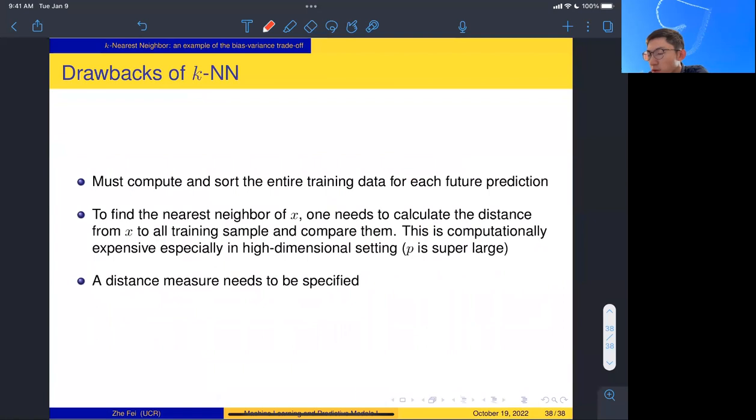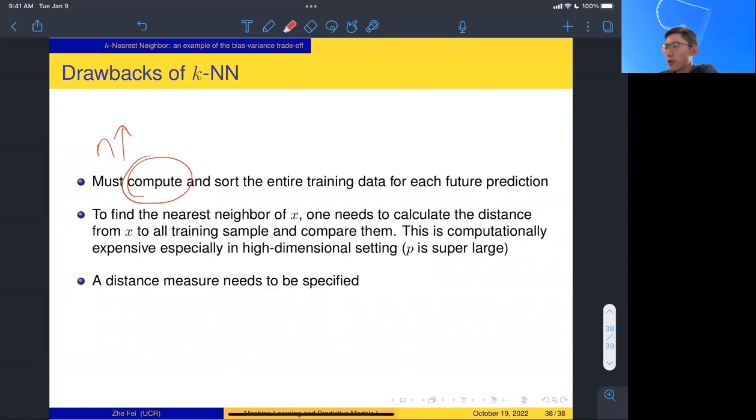To give also some additional remarks, for KNN we must compute and sort the entire training set for each future prediction. Meaning that computationally, it becomes more demanding as your N increases. So for large sample size, KNN would be inefficient.